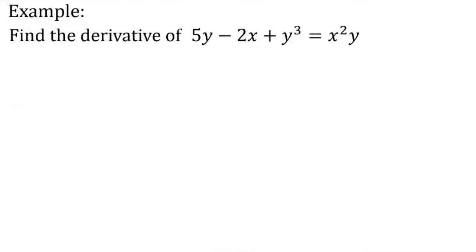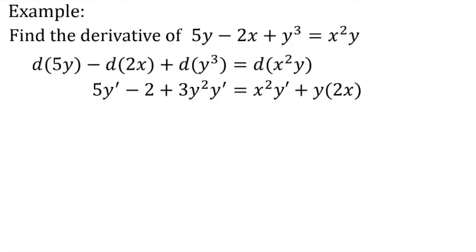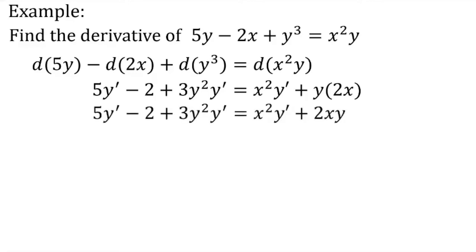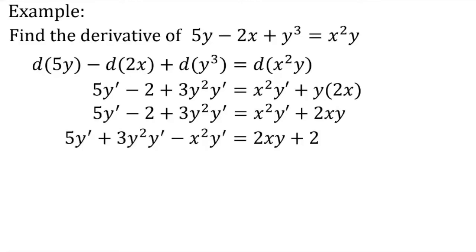Last example. Find the derivative of 5y minus 2x plus y cubed equals x squared y. Get the derivative of each term. 5y prime minus 2 plus 3y squared y prime equals x squared y prime plus y times 2x. This will become 5y prime minus 2 plus 3y squared y prime equals x squared y prime plus 2xy. So write the terms with y prime together. This will become 5y prime plus 3y squared y prime minus x squared y prime equals 2xy plus 2.